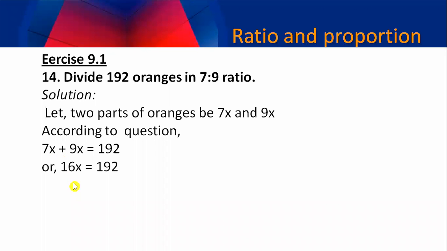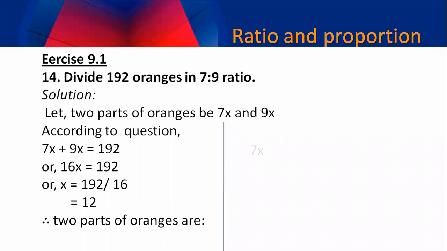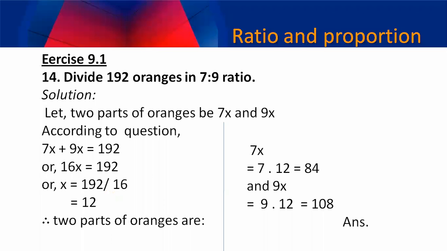7x plus 9x is 16x. Now divide this 192 by 16 to get the value of x. It gives us 12. Value of x is 12, means the value of 7x is 7 into 12, 84, and 9x means 9 into 12, 108. These are the two parts of the oranges, 84 and 108. These 192 given oranges are divided into two parts in the ratio 7:9.